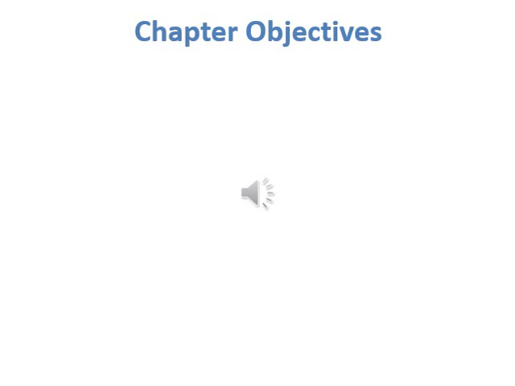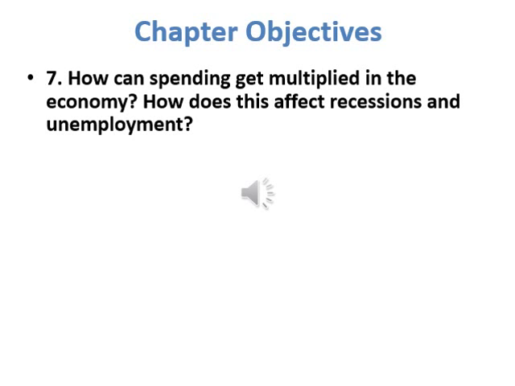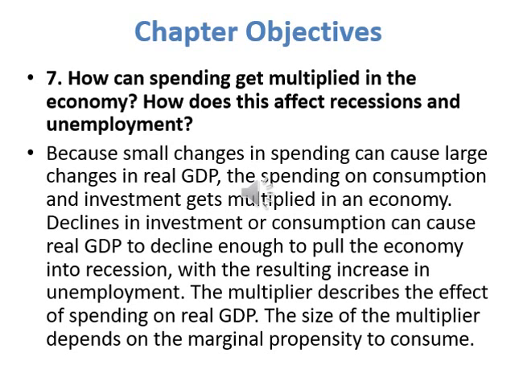Chapter Objectives. 7. How can spending get multiplied in the economy? How does this affect recessions and unemployment? Because small changes in spending can cause large changes in real GDP, the spending on consumption and investment gets multiplied in an economy. Declines in investment or consumption can cause real GDP to decline enough to pull the economy into recession, with the resulting increase in unemployment. The multiplier describes the effect of spending on real GDP. The size of the multiplier depends on the marginal propensity to consume.